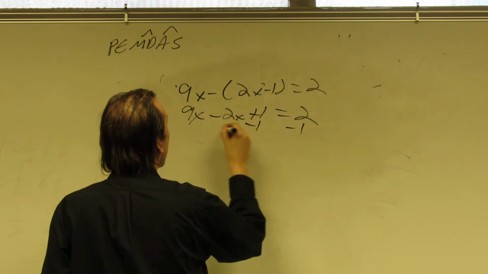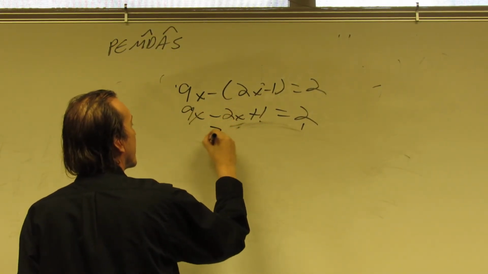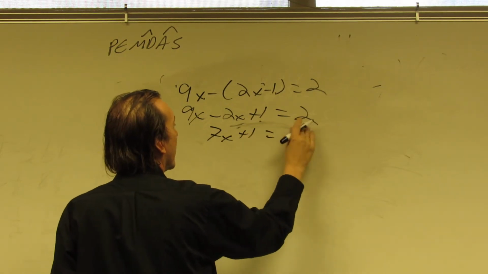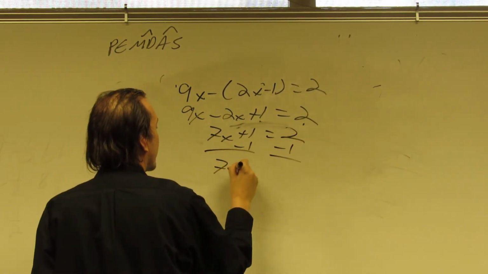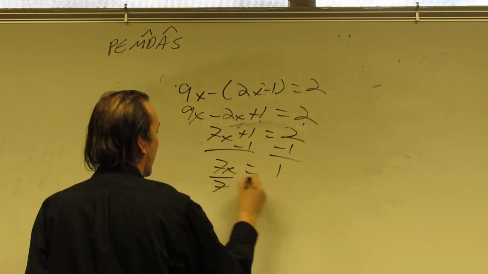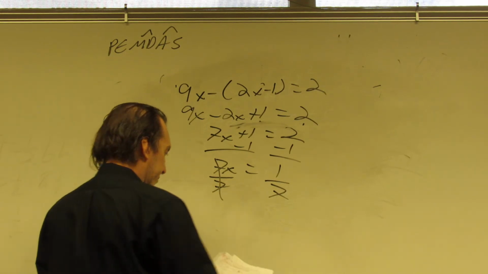Subtract the 1. Actually, no, combine like terms. 9x minus 2x is 7x, plus 1 equals 2. Subtract the 1. 7x equals 1. Divide both sides by 7. And x will equal 1 over 7.